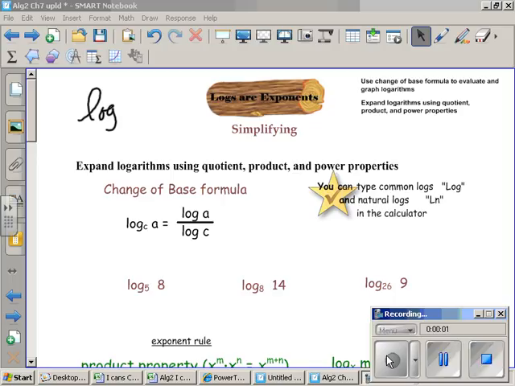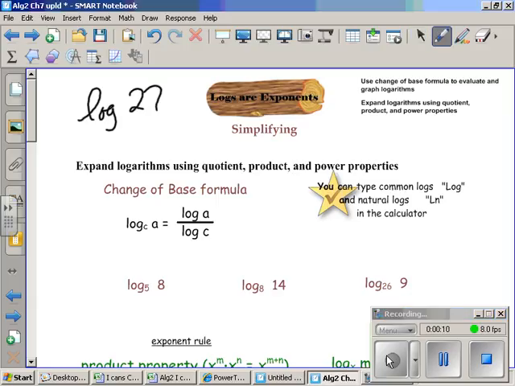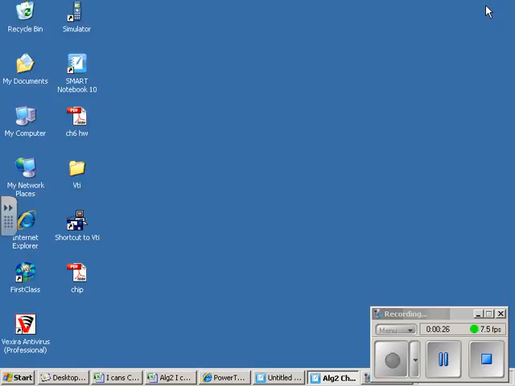So if I wanted to think, if I can calculate natural logs and common logs in my calculator. If I wanted log of 27, it'd be log base what? Log base 10. Now, common logs are always, we don't write the 10, but it's there. So it's log base 10 of 27. All right, so I can calculate that on my calculator.